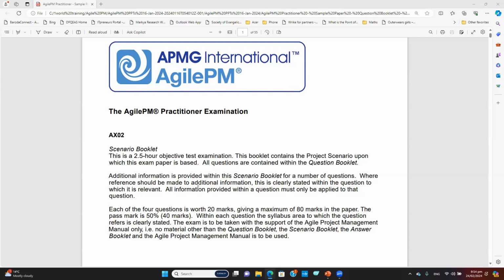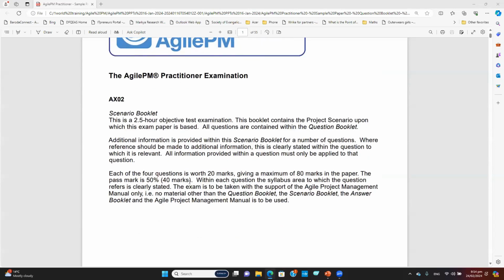Now, there would be accompanying questions. And besides the general scenario, there would be some additional information that you would need to look into before you answer the questions pertaining to additional information. Now, in the practitioner exam, you would be given 4 questions, and each question is worth 20 marks, and you're given a maximum of 80 marks in the paper. The pass mark is 50%.